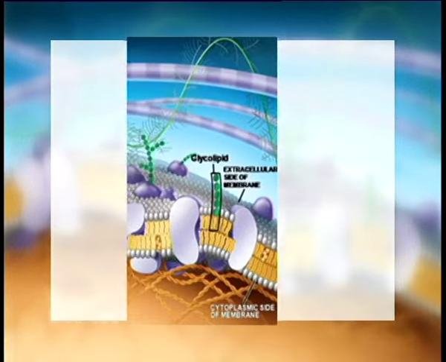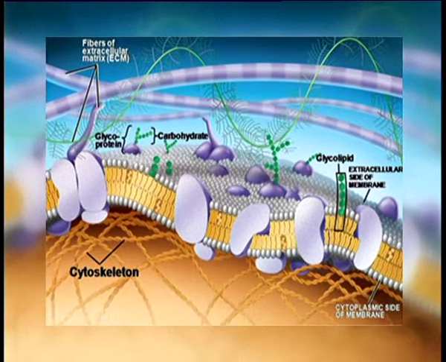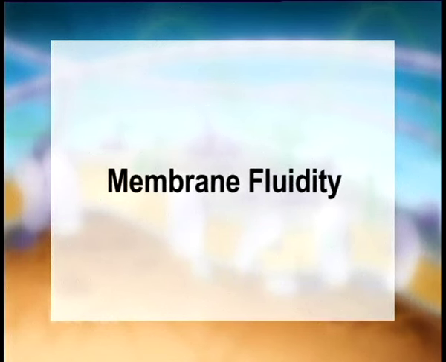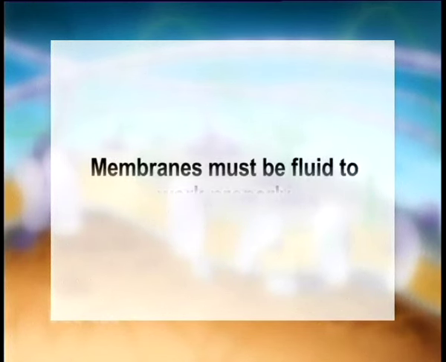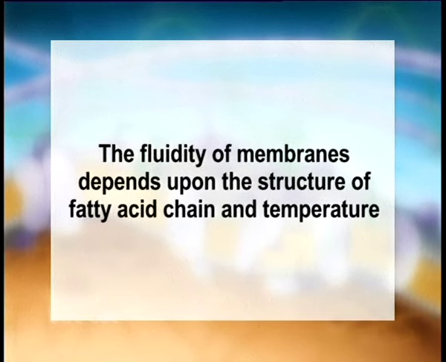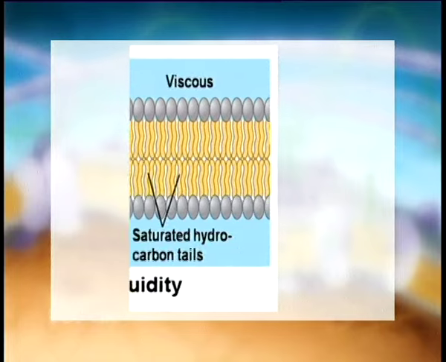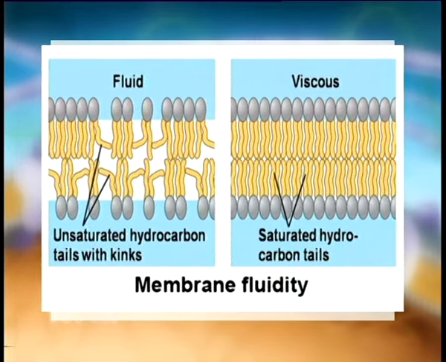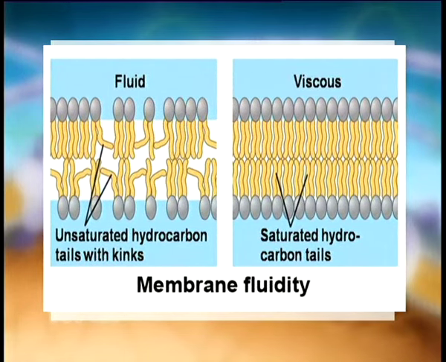The inner side of the membrane anchors to the cytoskeleton and also contains the end of the integral proteins that relay signals received from the outside. Another important property of membranes is the fluidity. A membrane must be fluid in order to work properly. The fluidity of the membranes depends upon the structure of fatty acids and temperature. Membranes rich in unsaturated fatty acids are more fluid than those rich in saturated fatty acids.